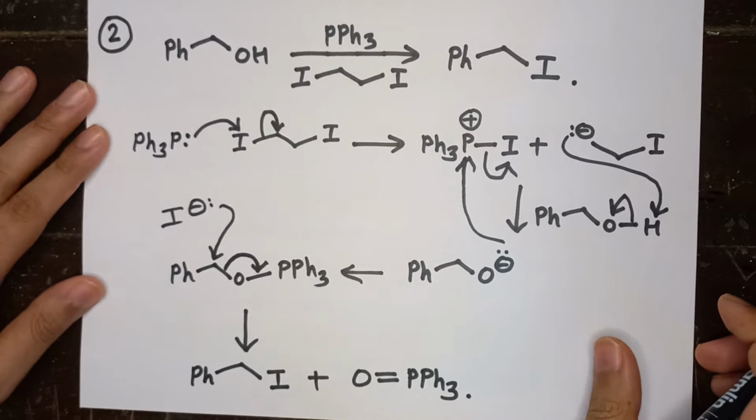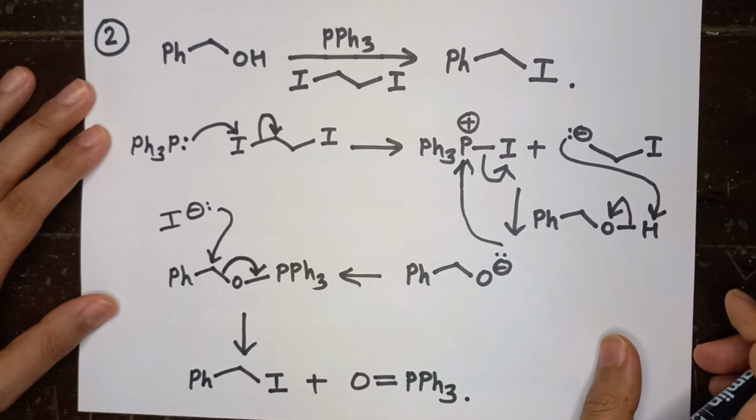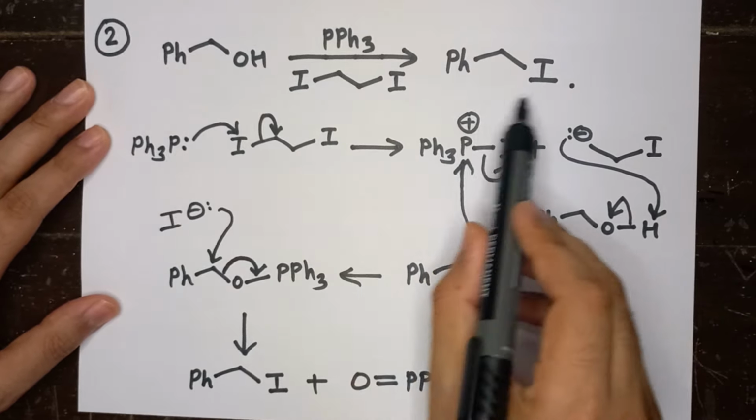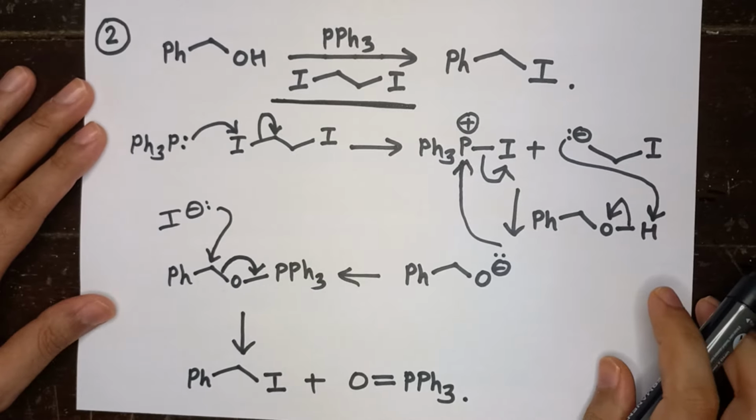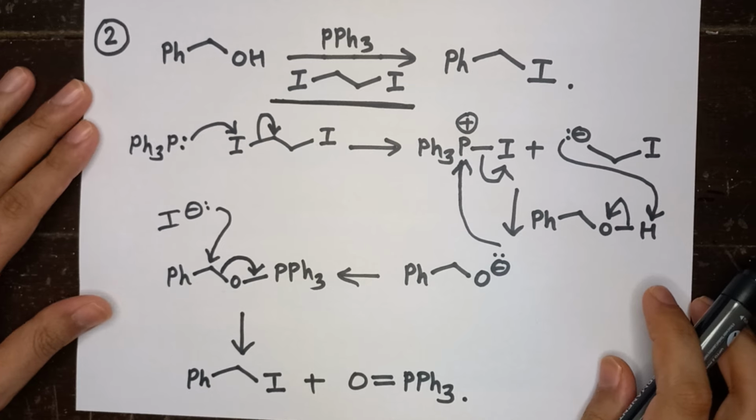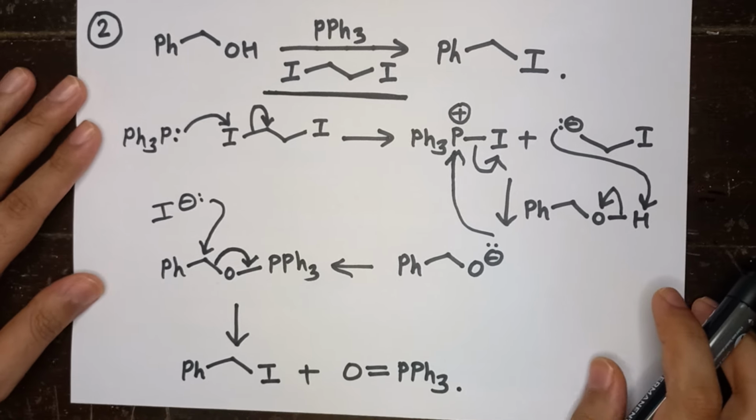So this is another way of substituting your OH with iodine by using this particular reagent, that is 1,2-diiodoethane in the presence of triphenylphosphine.